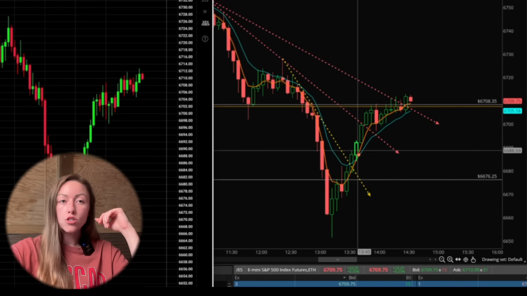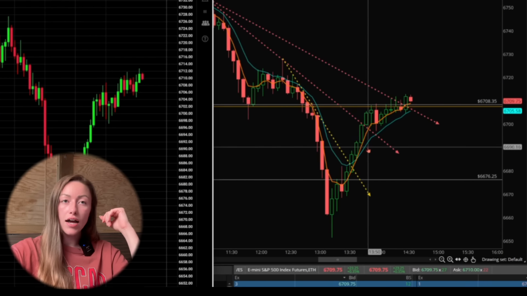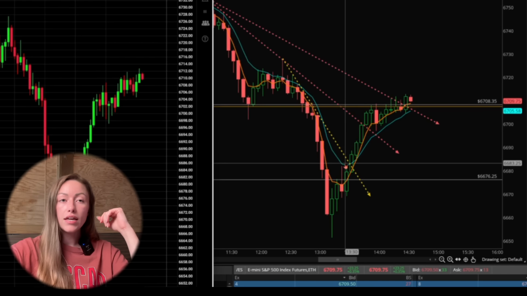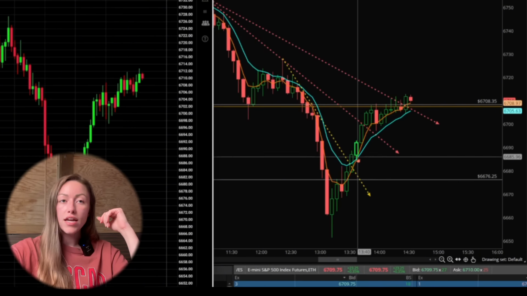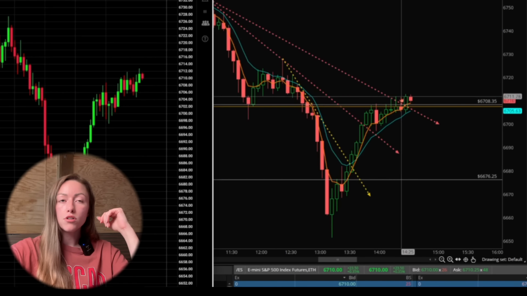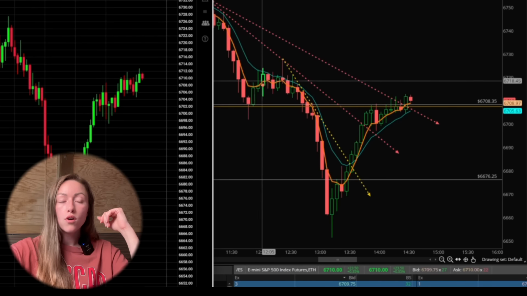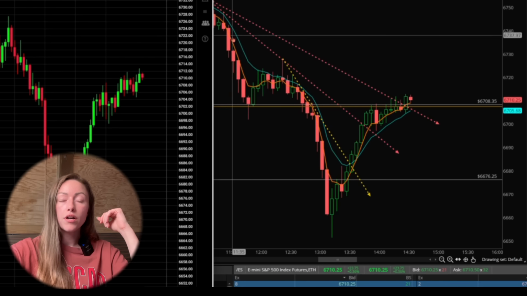If the 4, which is orange, is over the 9, which is blue, then we're in a bullish uptrend, okay? You see how the 4 crossed the 9 here? Bullish uptrend. If the 4, orange, is below the blue, we are in a downtrend. So that's another way that you can help.